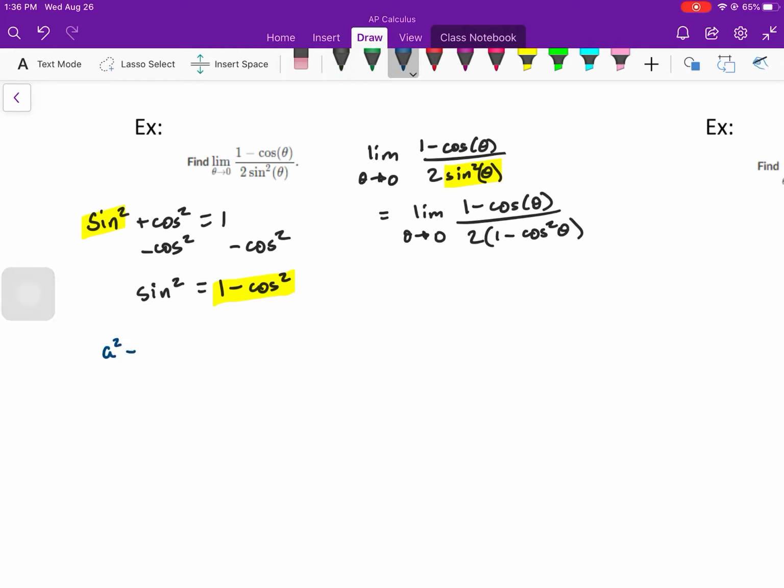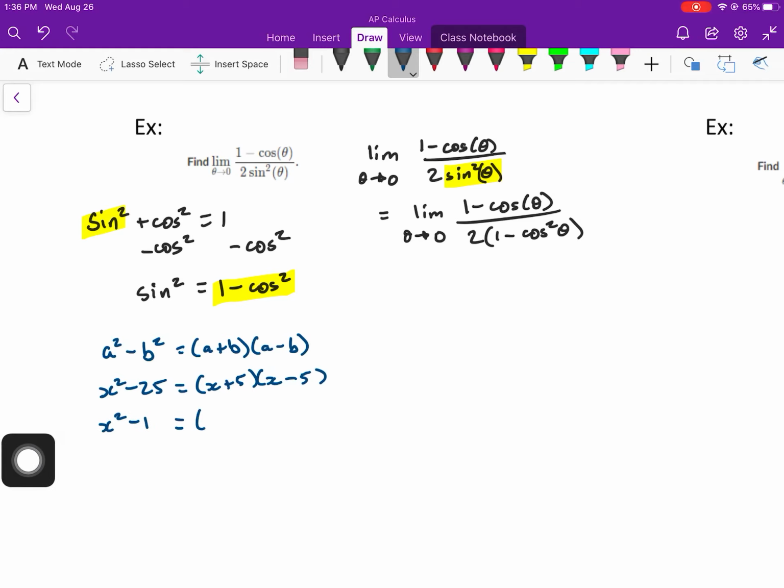So difference of two squares, I'll write it right here in blue. A squared minus b squared. This is two things being squared, and it's the difference, the subtraction sign. So that's a plus b times a minus b if you were to factor it, right? We've seen this before. X squared minus 25 factors to x plus 5 times x minus 5. X squared minus 1. Technically 1 is 1 squared, right? So that's x plus 1, x minus 1. Or you could have 4 minus x squared. That would be 4 plus x, 4 minus x.